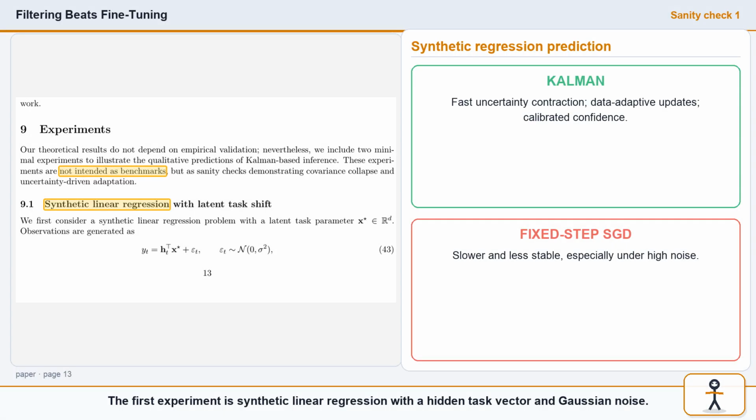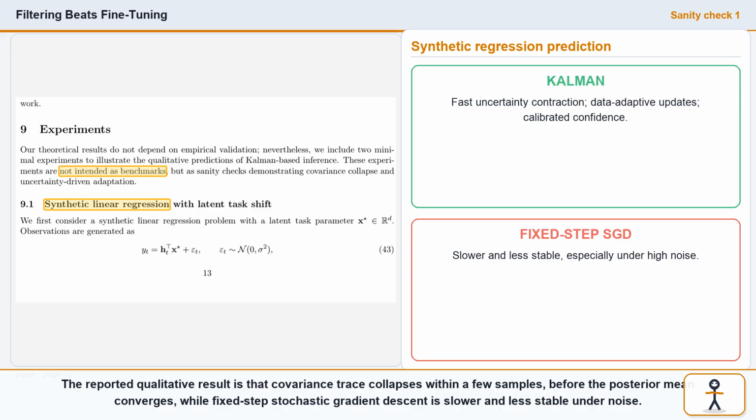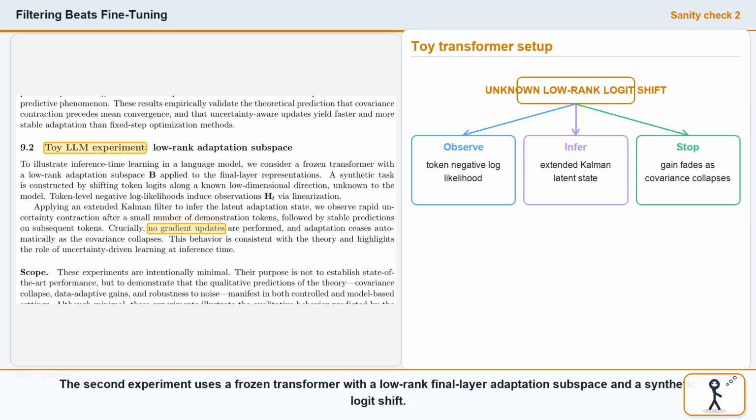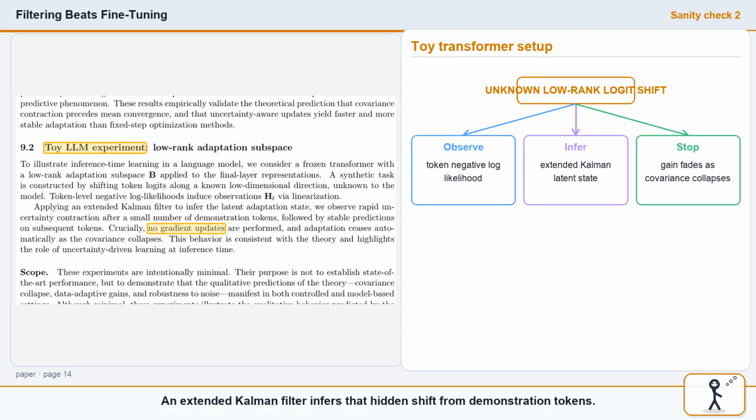The first experiment is synthetic linear regression with a hidden task vector and Gaussian noise. The reported qualitative result is that covariance trace collapses within a few samples before the posterior mean converges, while fixed-step stochastic gradient descent is slower and less stable under noise. The second experiment uses a frozen transformer with a low-rank final layer adaptation subspace and a synthetic logit shift. An extended Kalman filter infers that hidden shift from demonstration tokens. Adaptation stops automatically when covariance collapses, without gradient updates.